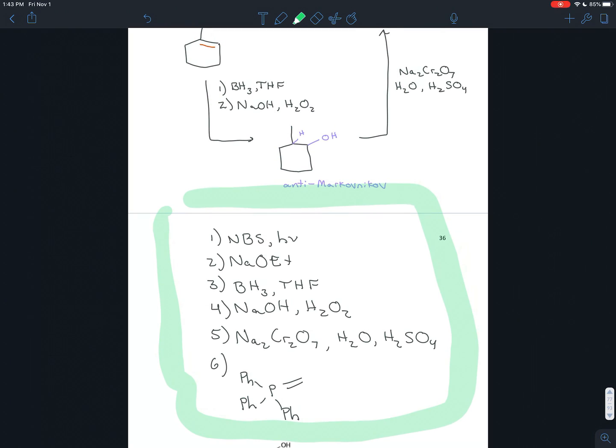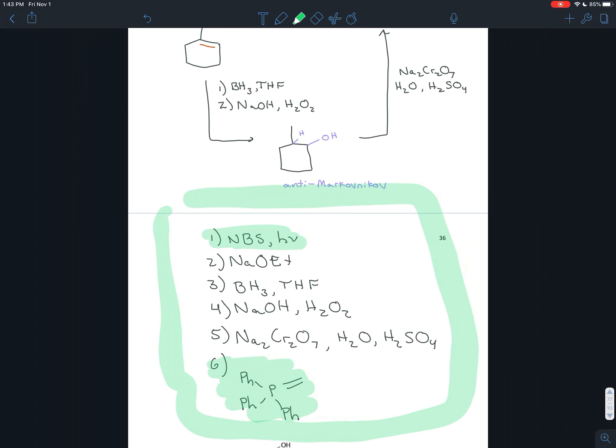Notice in this reaction, it seems long, right? It's definitely 6 steps. It's significant. But notice there's only really one reaction that we're using here that you would not have seen or learned in previous chapters. And that's the 6th step, the Wittig reaction. That's the only thing that's new.